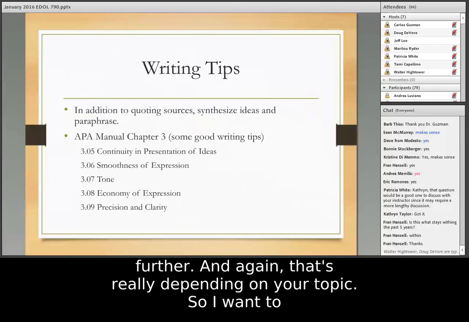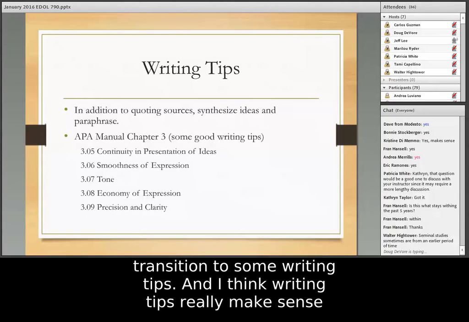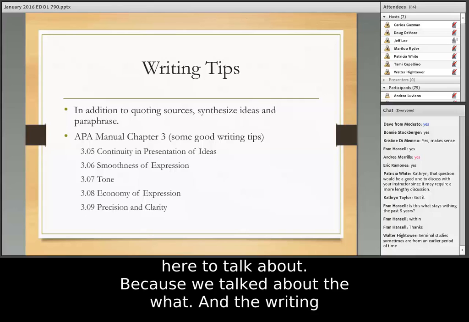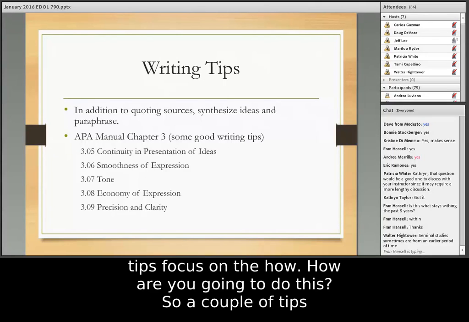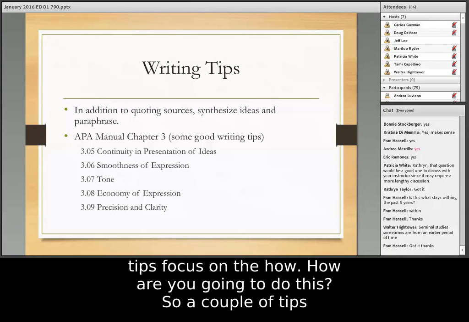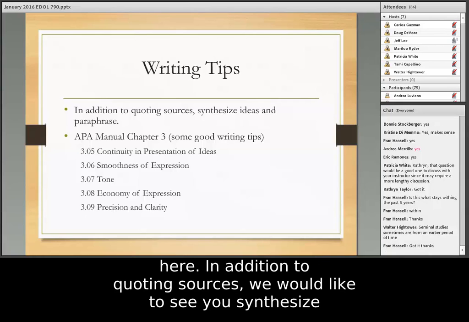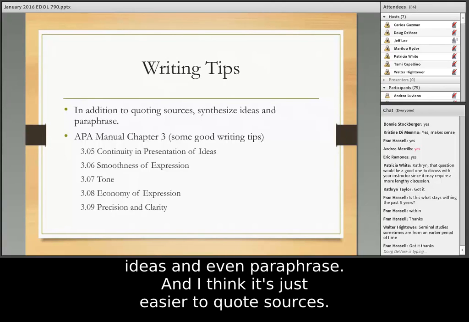Okay. So I want to transition to some writing tips on how, and I think writing tips really make sense here, because we talked about the what, and the writing tips really focus on the how. How are you going to do this, right? So a couple of tips here. In addition to quoting sources, we would like to see you synthesize ideas and even paraphrase, okay?